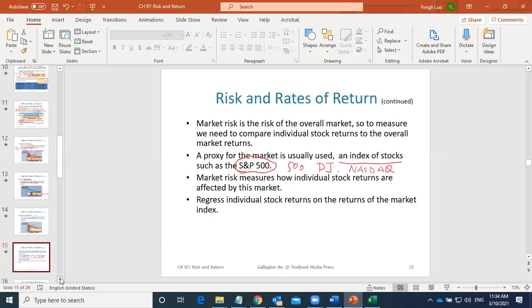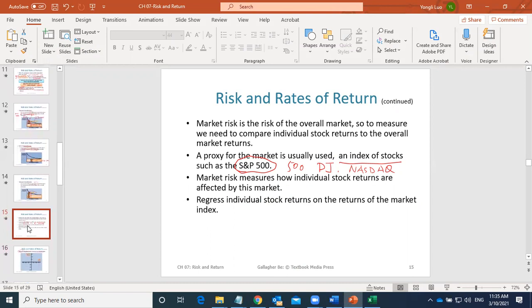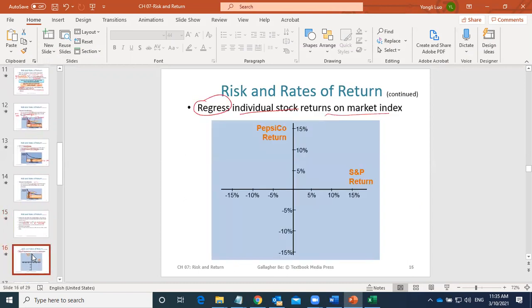So what we do is, we have a pretty good measure of your stock relative to the market. That is to regress the individual stock return on the market index return. Basically, what you can do is just do the regression, and then you estimate the beta.